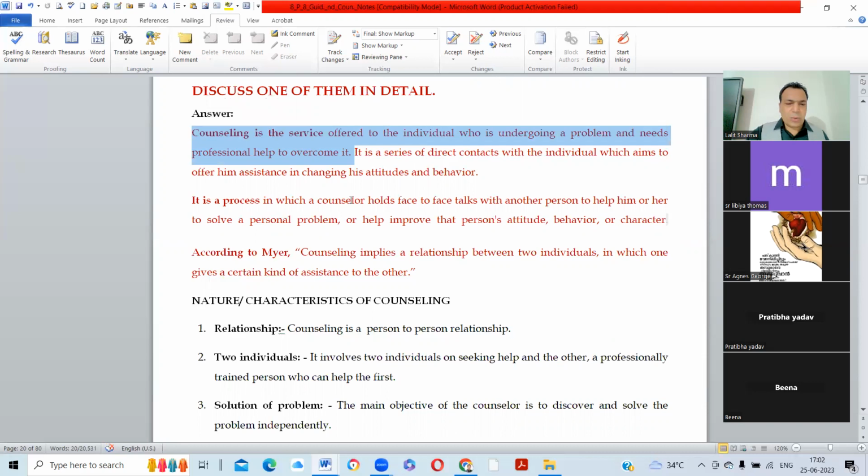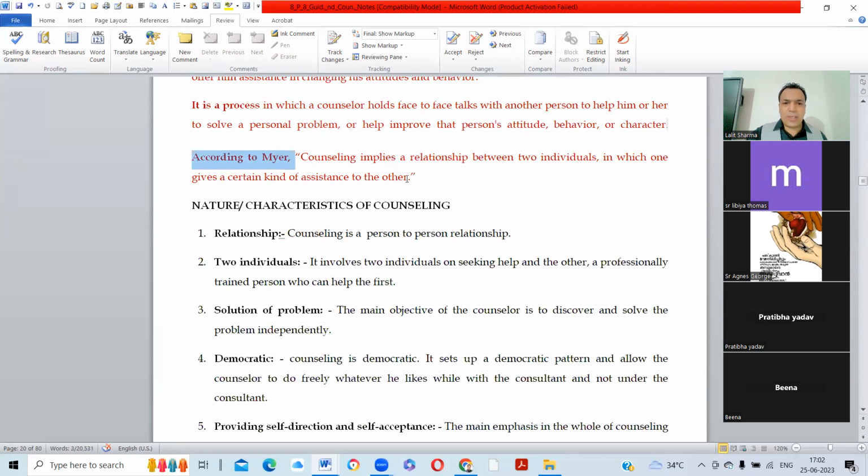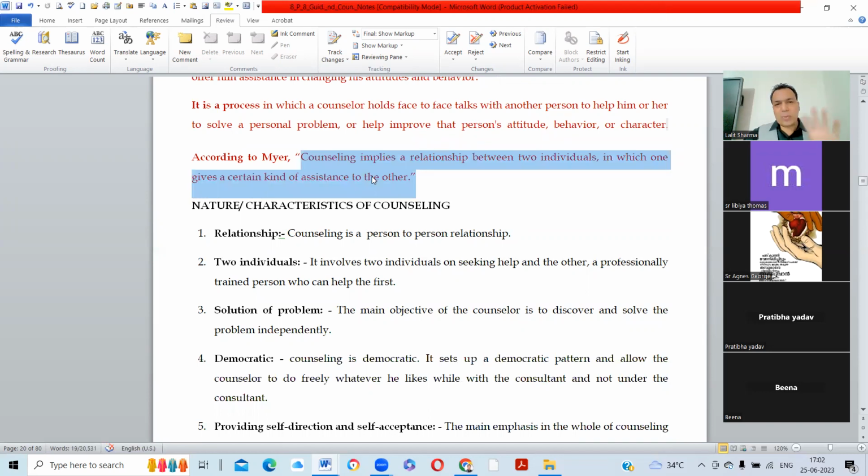Now, you have given the lecture, but to whom will the student talk about his problem? And adolescence is an age of great stress and storm, right? So Mayer talks about counseling as a relationship between two individuals in which one gives a certain kind of assistance to another. In the process of counseling, two persons are involved: one is a counselor, one is a counselee. The counselor is a person who has a more mature personality and more knowledge, and the counselee is a student, right?